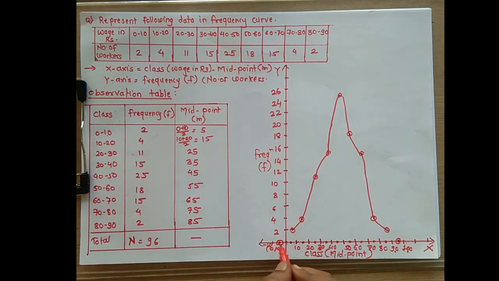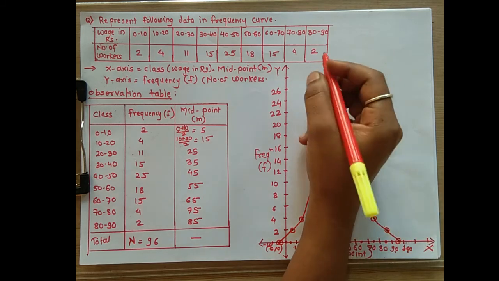We take these 2 points with frequency 0 and join the first point to this point and the last point to the next point. Here we get the closed frequency curve.